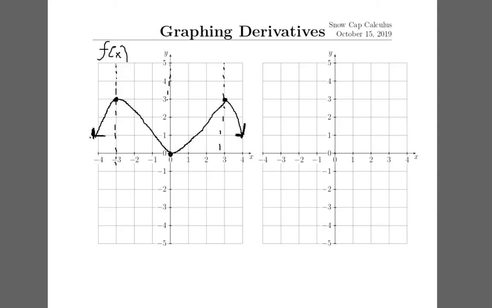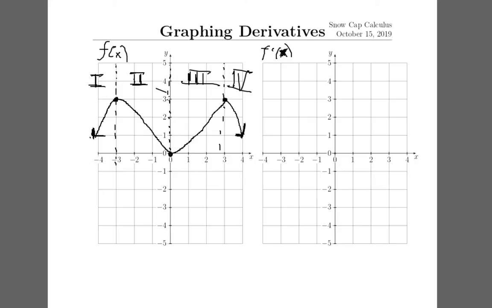So in this case, since we have 2 local maximum, 1 local minimum, we have 4 sections. So we have section 1, section 2, section 3, and a section 4 over here. All right, and we'll go ahead and put f prime of x over on this Cartesian plane.